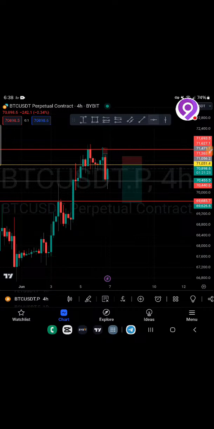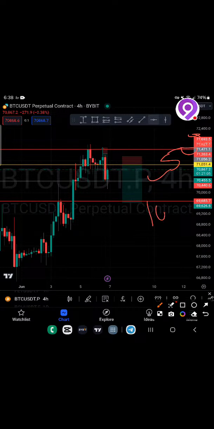But I'll still come to analysis, not yet. So you can set your TP1. You can say if we get to TP1, sell 50%. If we get to TP2, sell 100% of my margin.